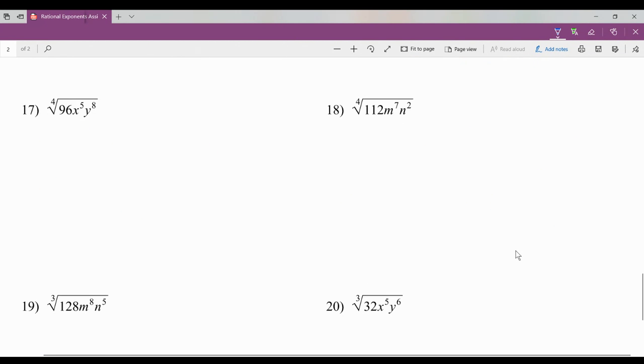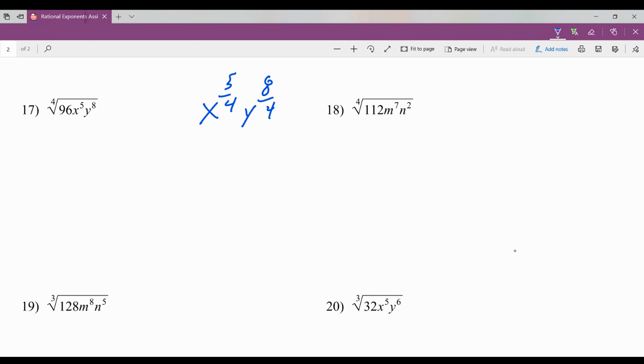And these last few. Here we go. 96. We handle the same way as the numbers in the last ones. The variable parts are actually the easiest parts here. Like I know this is going to end up x to the 5/4 and y to the 8/4. And then I'm going to simplify that with roots.